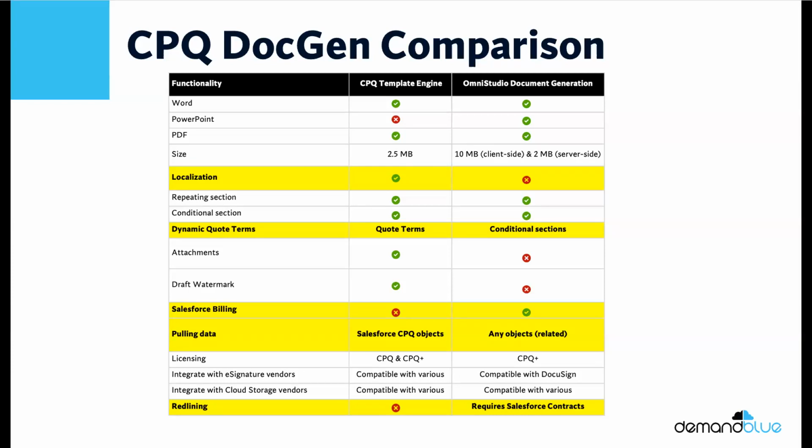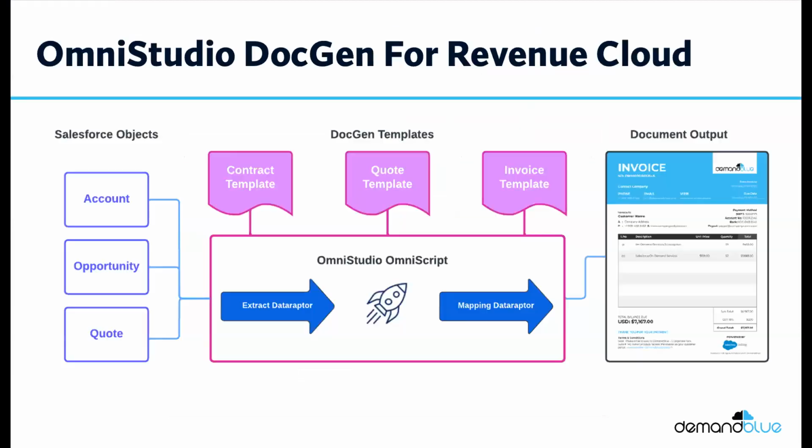And then redlining: no redlining per se in standard CPQ functionality. OmniStudio, as mentioned, is part of the Salesforce Contracts product, and that does allow for some redlining. So again, it requires that, but expanded capabilities, and it's good to just see the comparison here.